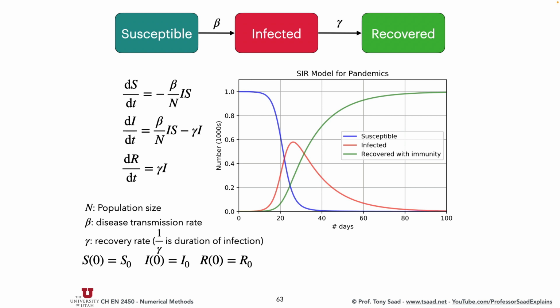Now, this is important. That red curve is very important. So when you look at the y-axis, it's normalized. It's like a fraction. What we're saying is for this setup, at peak, at the worst case, about 60% of the population is infected. You see that peak over here? And when people say, oh, let's flatten the curve, that's what they're talking about.